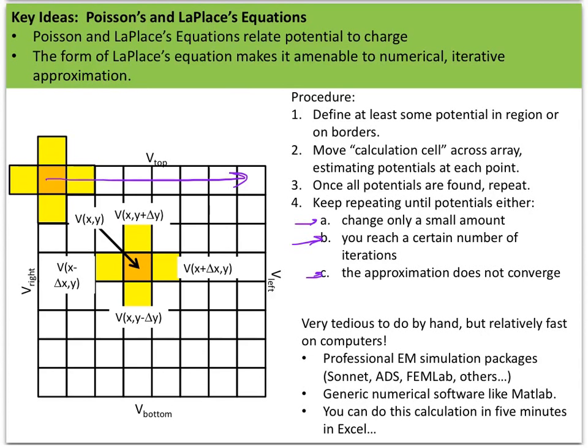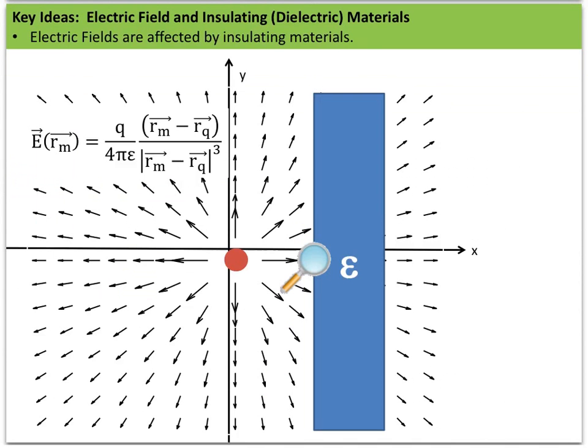It turns out that this is extraordinarily tedious to do by hand, because you've got to have very fine grid cells, but computers do it very well, and there are a lot of professional packages that will do this for you. Generic numerical software like MATLAB, for example, or Mathematica can do this fairly easily, and you can also do this in Excel. And if you're in my class, we did several examples of using Excel to calculate the potential in a region. So very briefly, that pretty much covers some of the mathematics and differential relations that relate charge to field and flux to the potential or voltage.